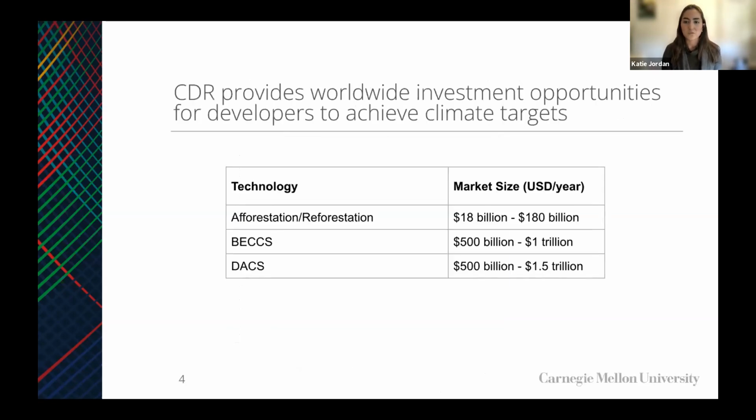Carbon dioxide removal provides worldwide investment opportunities for different developers to achieve climate targets. We estimate that the market size for CDR technologies ranges from billions to trillions of dollars per year. This enormous market opportunity gives developers worldwide investment opportunities to achieve these climate targets. Carbon dioxide emissions are a global issue, and we worry that there may be inaction due to free riders, as costs and investments in one country can affect the rest of the globe. We know that effective and realistic CDR allocations need to be established, and we'll discuss these allocations on the next few slides. Next slide, please.